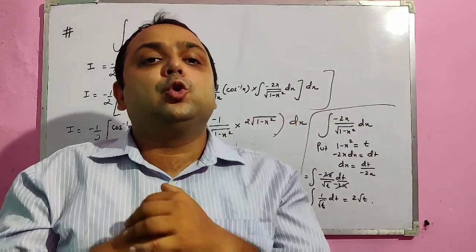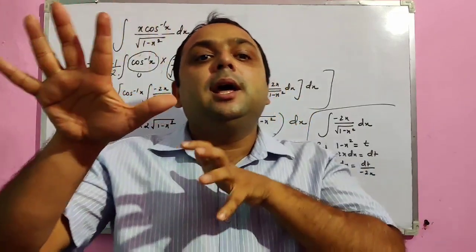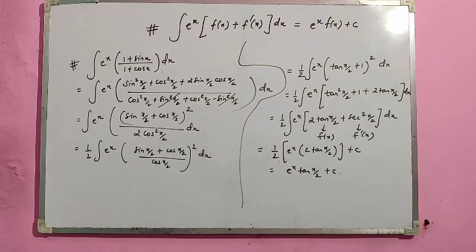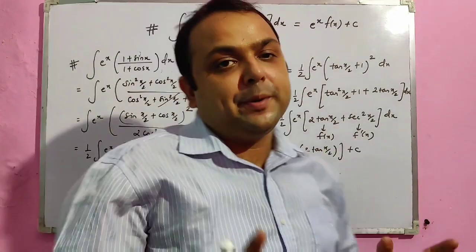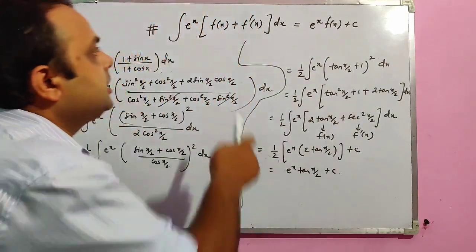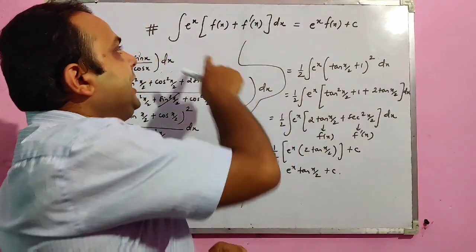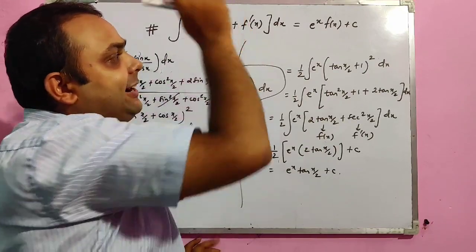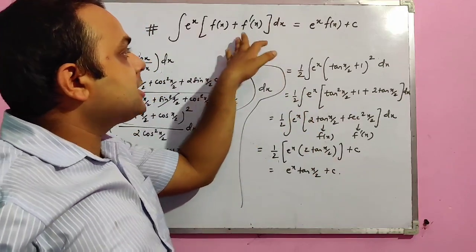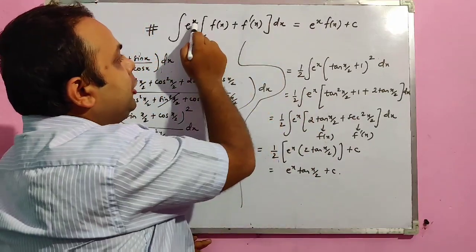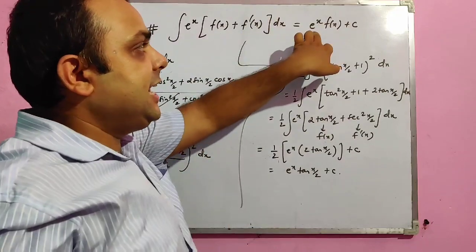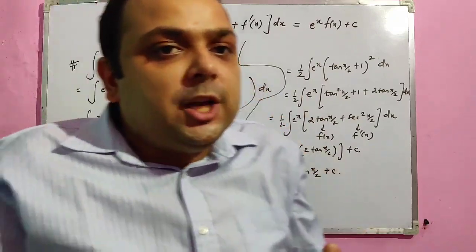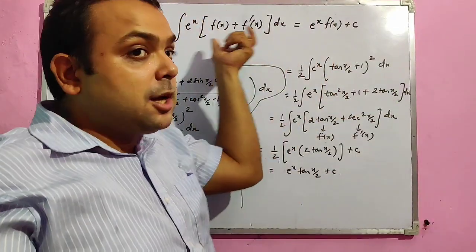Now we will see one question related to the exponential and by parts. Now we have one special property related to exponential, which is: if the integration is of this format, integration of e to the power x multiplied by a function plus the derivative of that function, the answer is e to the power x multiplied by the function f(x) plus c. So we need to see in case of exponential problems whether this function is coming or not.